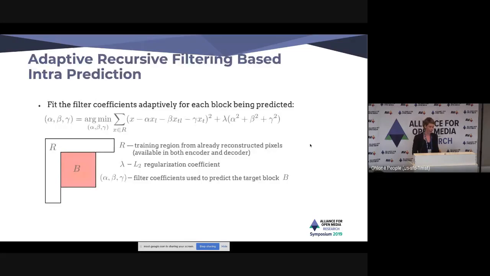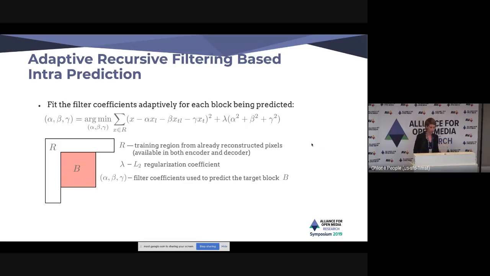We also added a few more intra-coding tools. The first one is an adaptive recursive filtering-based intra prediction. Currently in AV1, we have a recursive filtering intra-prediction scheme where a pixel might be predicted by applying filters to the neighboring pixels that would have already been reconstructed by the decoder. This is a similar scheme, but it's making it adaptive at the block level.